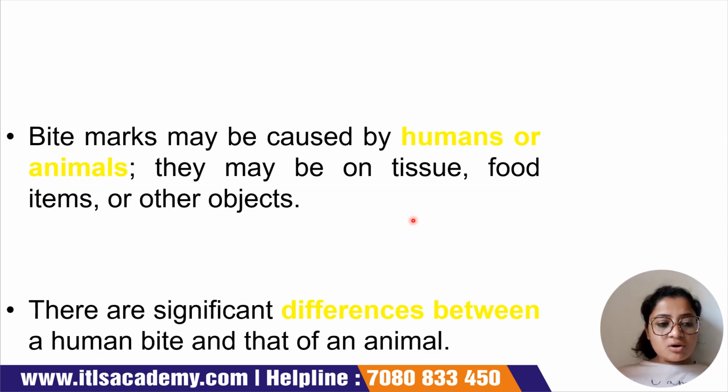Okay. Now, bite marks may be caused by humans or animals. They may be on tissue, food items, on other objects. There are significant differences between a human bite and that of an animal. That's why I've already showed you and explained to you how the dental chart of humans and animals looks like. Because like animals, we do not have those larger canines. We have canines, but they're smaller. Incisors, we do not have so much, six incisors on the frontal part. So obviously the bite mark will also be significantly different between that of a human bite mark and that of an animal bite mark.